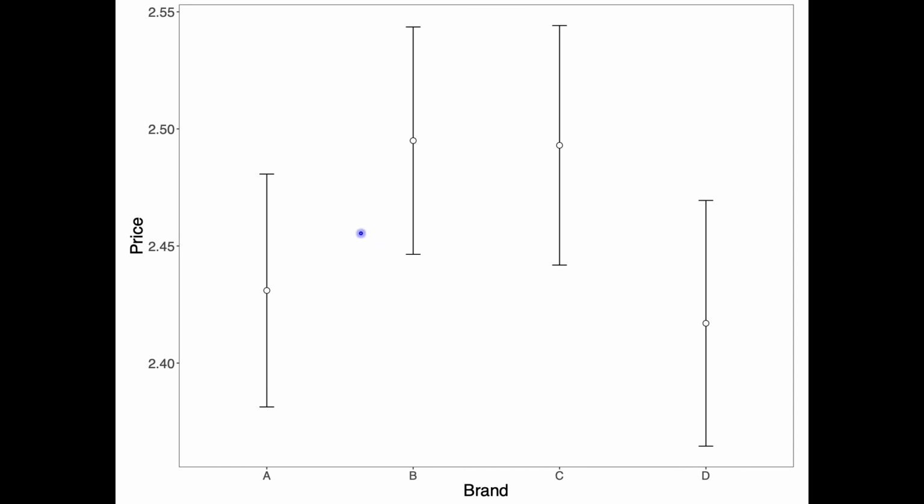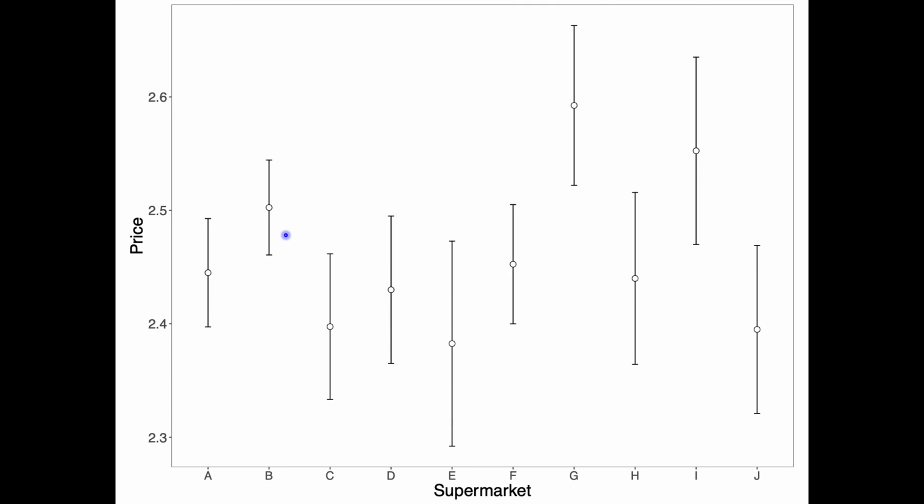When you plot this out, you would see that brands A and D seem to be lower than brands B and C, if you just average brands across all the supermarkets. But you also see that there is an effect of supermarket in that you really want to be shopping at supermarkets C, E, and J rather than supermarkets I and G, because they have the highest prices on average.